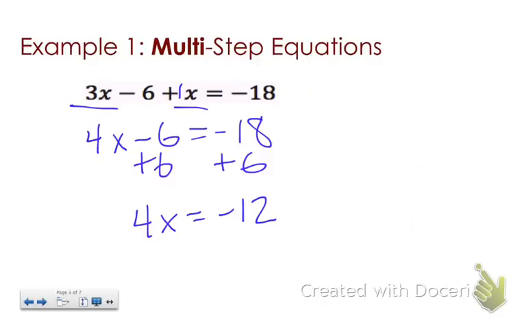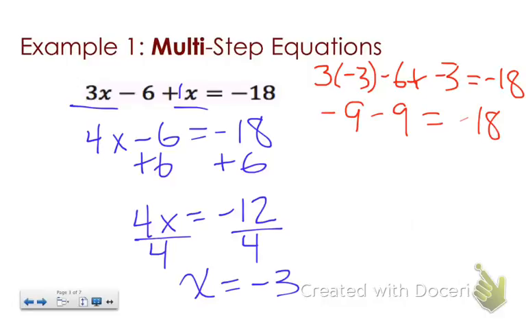And now, because 4 is being multiplied by x, we're going to divide by 4 on both sides. Negative 12 divided by 4 is negative 3. And then we can plug it in to check, and negative 9 minus 9 is indeed negative 18.